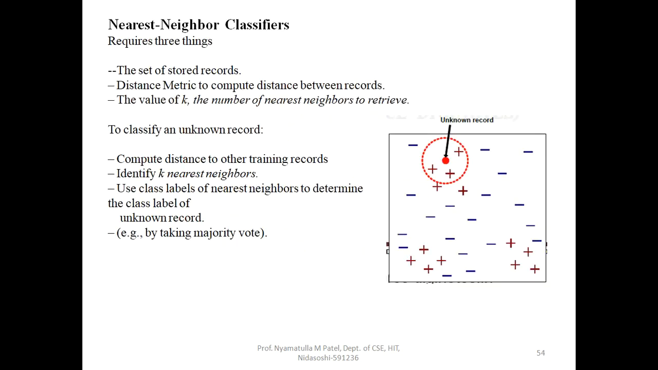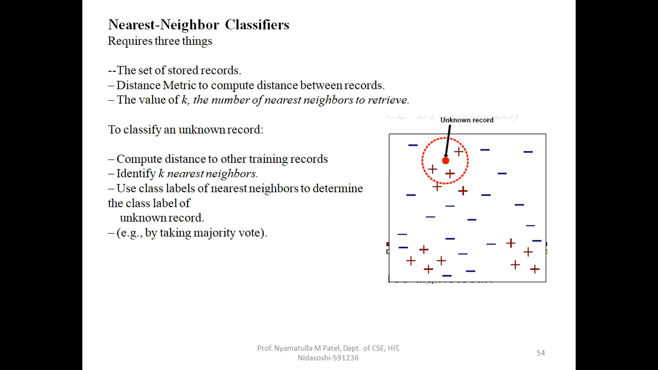Okay, coming to the nearest neighbor classifier. The nearest neighbor classifier requires three things: the set of stored records, a distance matrix to compute distance between records, and the value of k, the number of nearest neighbors to retrieve. So, nearest neighbors are the number of neighboring points near you. The nearest neighbor classifier requires three important things.